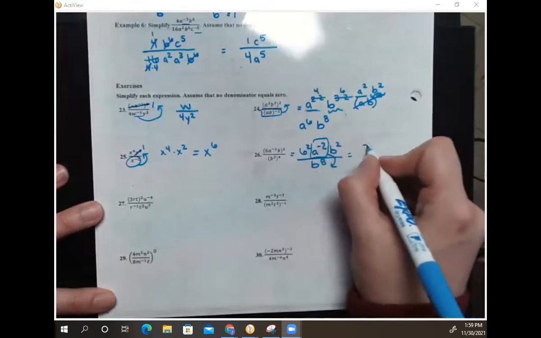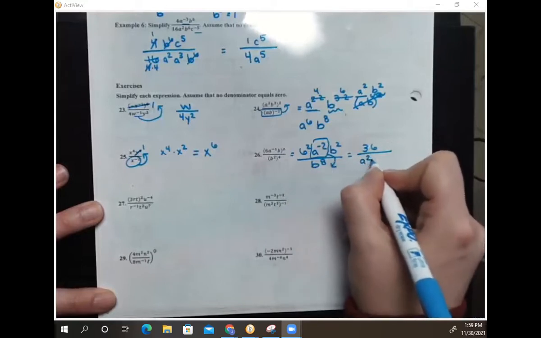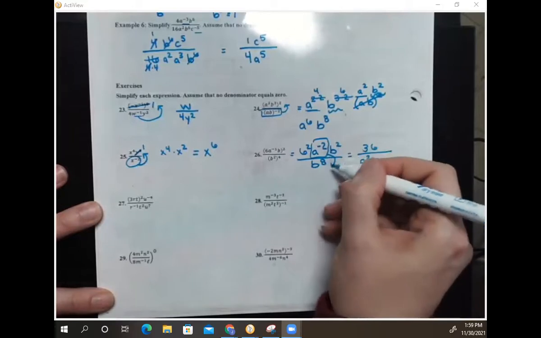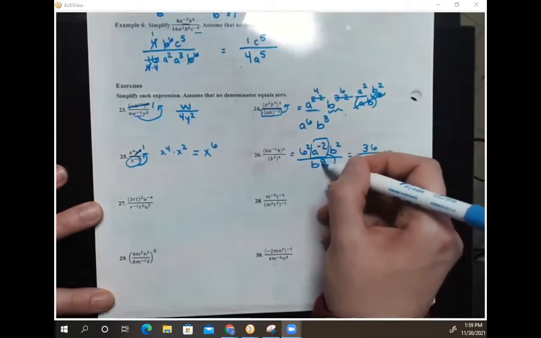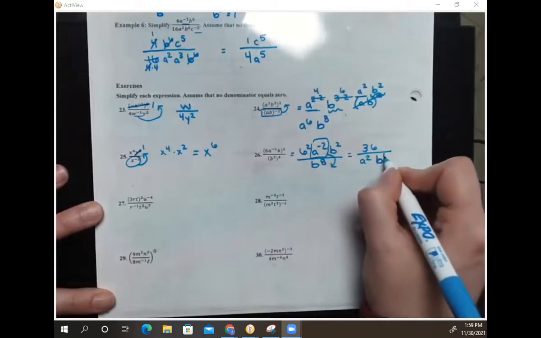6 squared gives me 36. And then I would have my a squared on the bottom. And then I want to combine my b terms. So I'm going to do big minus little. So 8 minus 2 is 6, and it will stick on the bottom because 8 is bigger than 2. 8 is the bigger exponent. So I have b to the 6th on the bottom.